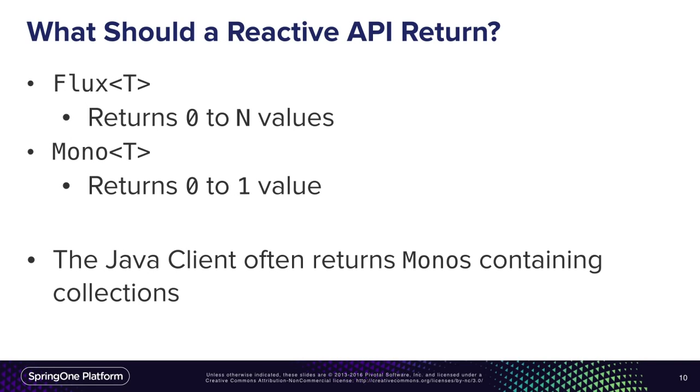We could have rendered that same idea as fluxes. It only returned one thing. But the Mono is a very strong type that tells users what they need to expect. You're either going to get a response or you're not going to get a response. You're never going to get five responses, except in places where that is actually true.